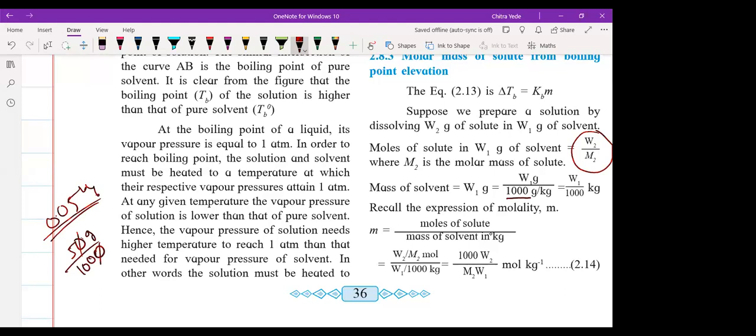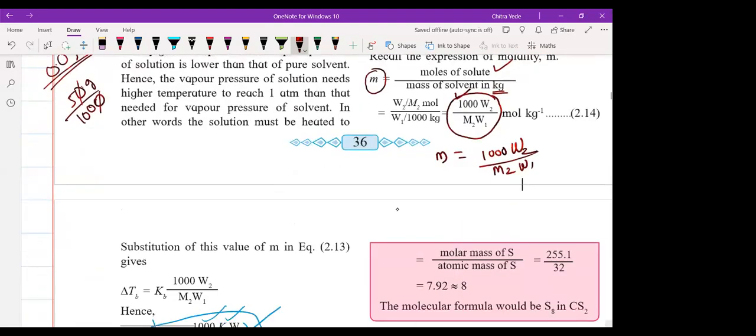Yes. Okay, so here we have molality equals moles of the solute divided by mass of the solvent in kg. So here we have the formula for molality. Don't go for the derivation and all, just remember small m, molality, equals 1000 into mass of the solute divided by molar mass of solute into mass of solvent. That's all. Okay.